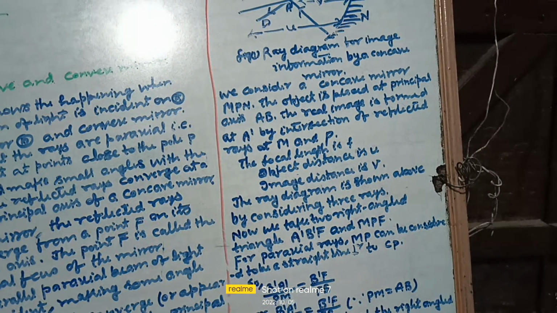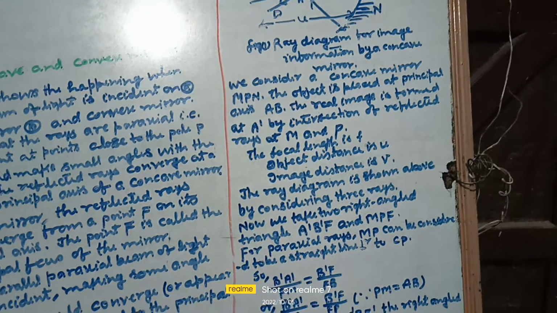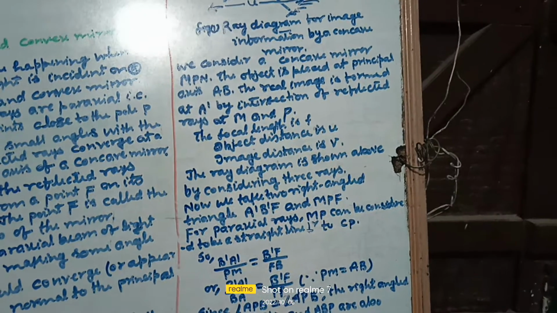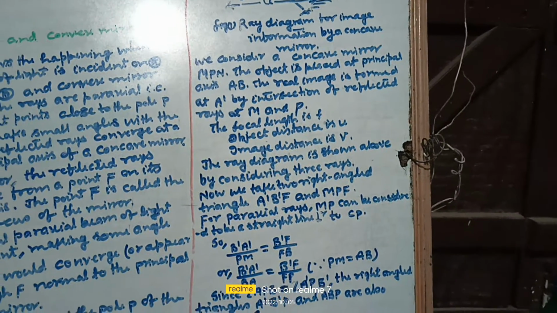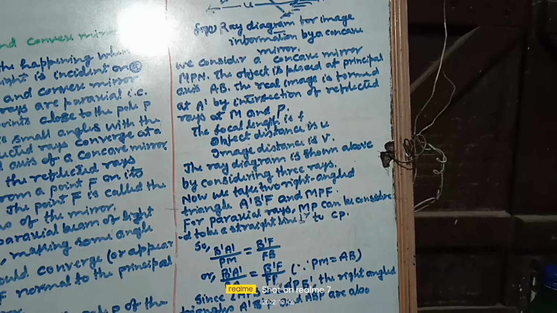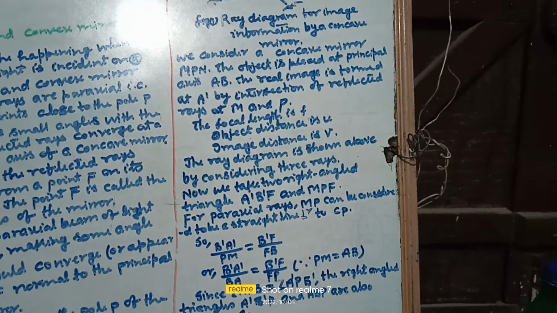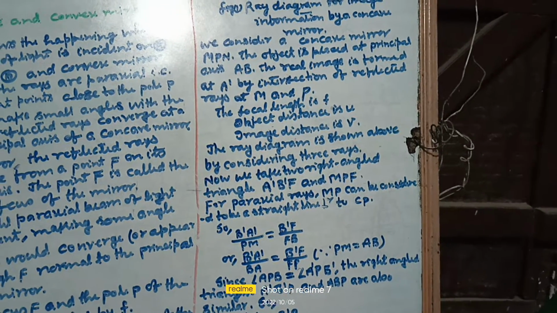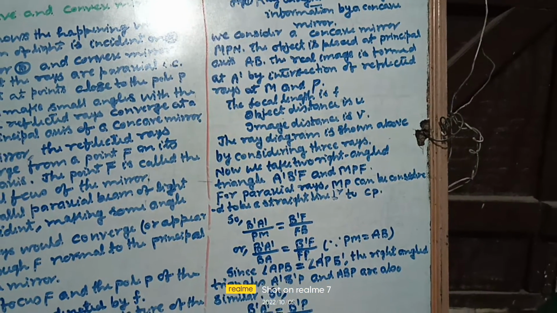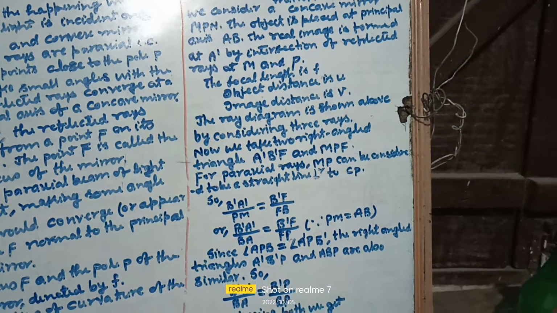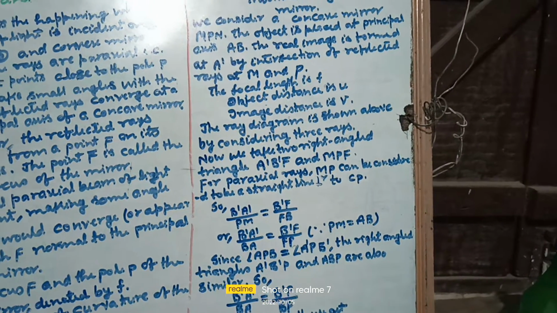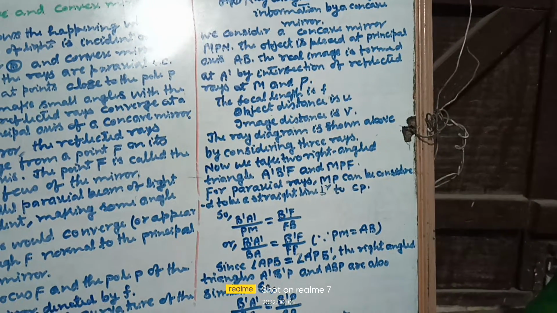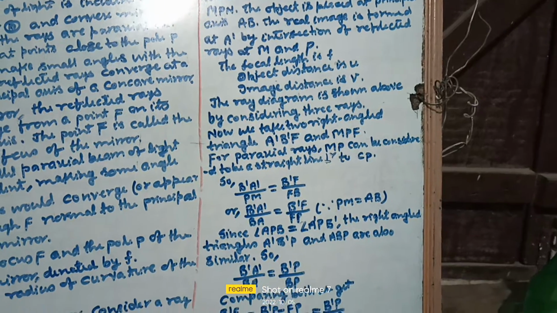Now we take the 2 right angle triangles A'B'F and MPF. For paraxial rays, MP can be considered to be a straight line perpendicular to CP. So B'A'/PM = B'F/FP and B'A'/BA = B'F/FP. Since angle APB = angle A'PB', the right angle triangles A'B'P and ABP are also similar. So B'A'/BA = B'P/BP.